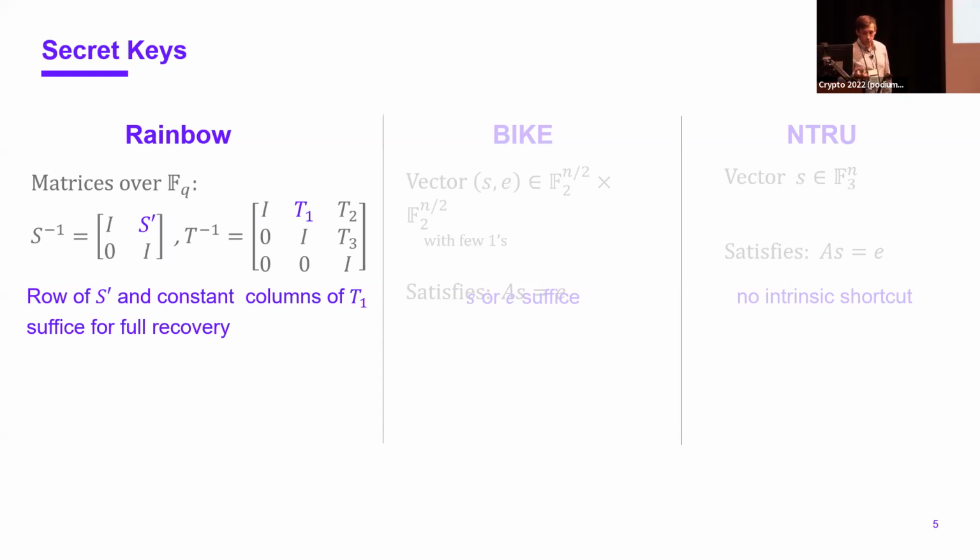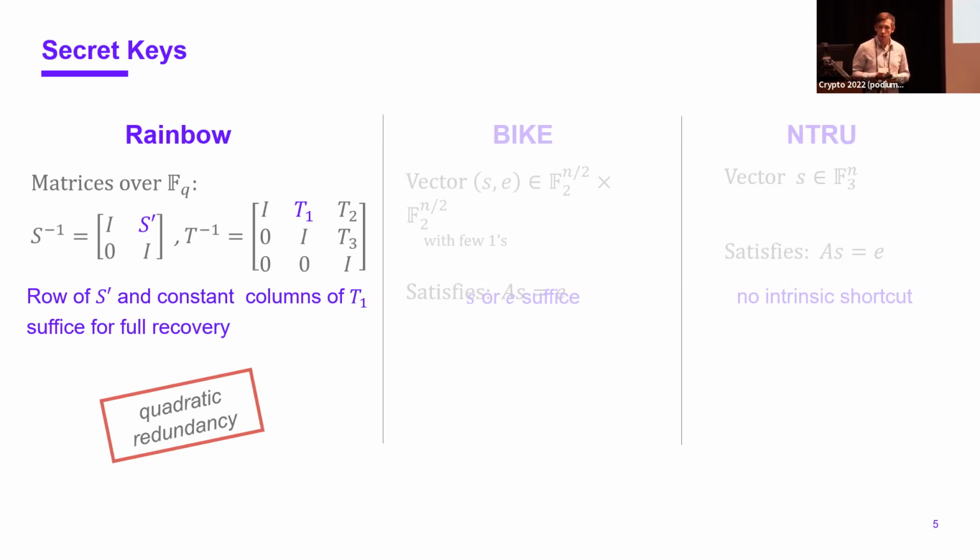But yeah, in the Rainbow case, the secret key is formed as two matrices, so two linear transformations over FQ with this structure here. Basically the secret key is S prime, T1, T2, and T3. And we show that a single row of S prime, as well as a constant number of columns from T1, are actually sufficient to recover the full secret key.